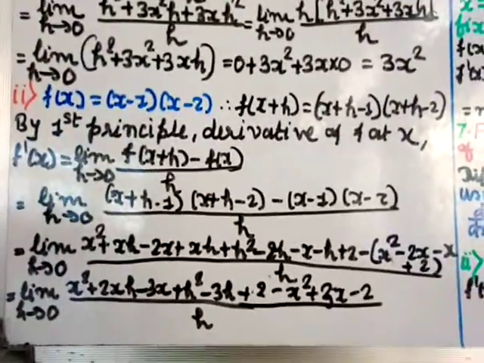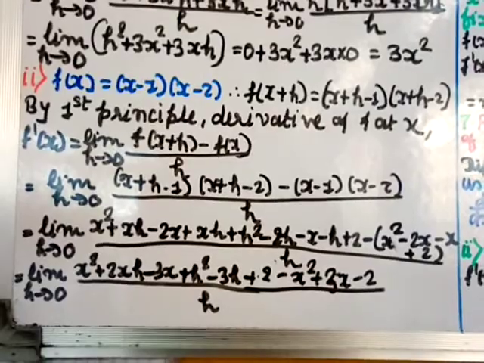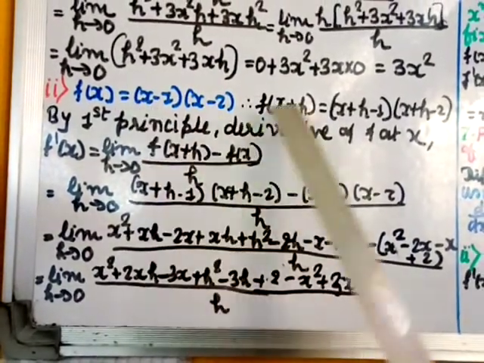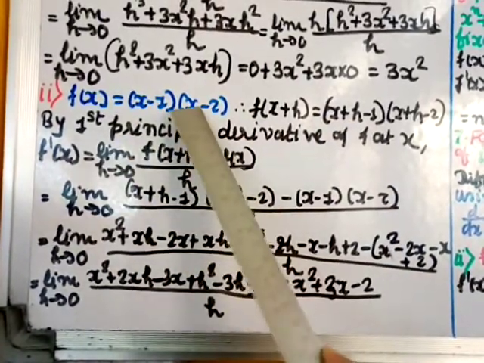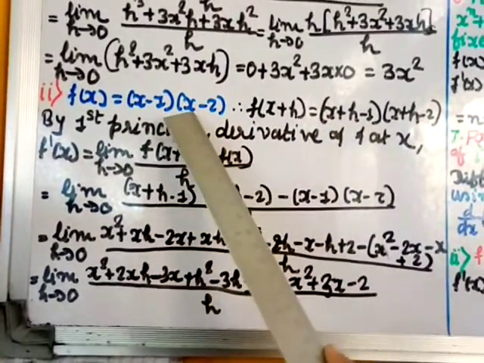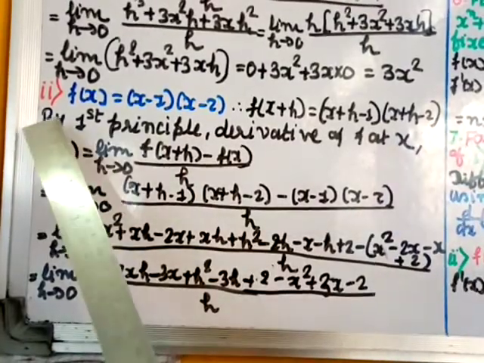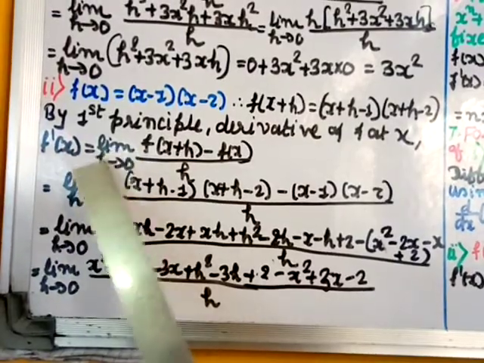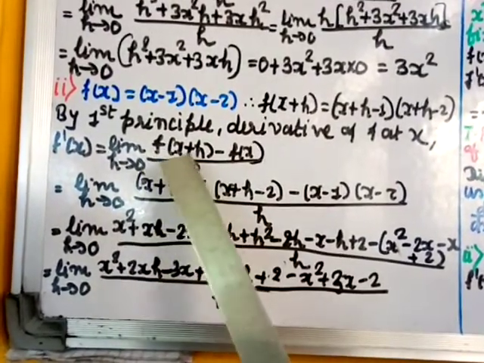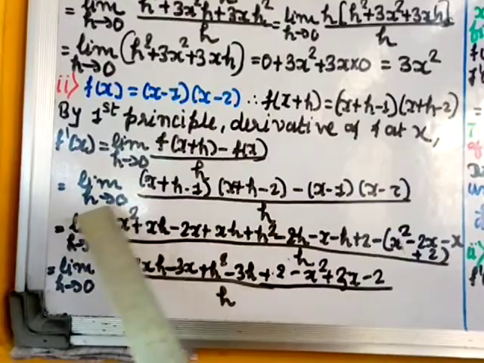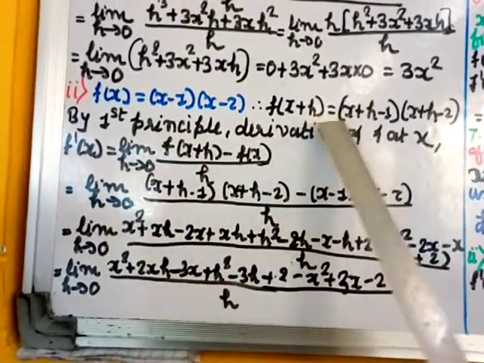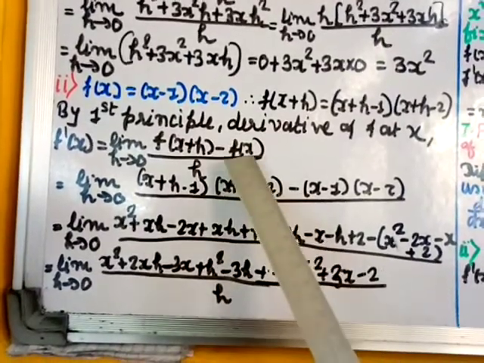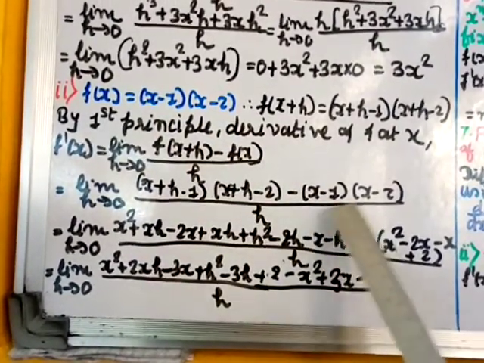Question number 2, f of x is equal to x minus 1 times x minus 2. So first we'll write f of x plus h. So instead of x, you put x plus h in both the places. So x plus h minus 1 and this one x plus h minus 2. By first principle, the derivative of f at x is given by f dash x equal to limit h tends to 0 of f of x plus h minus f of x, by h. Limit h tends to 0, put this value from here, this one x plus h minus 1, x plus h minus 2, minus f of x from here, x minus 1, x minus 2.